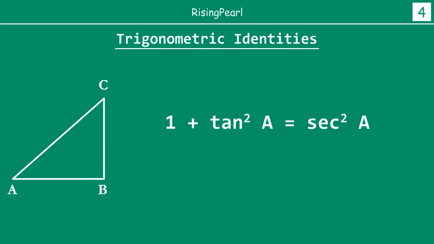In other words, friends, this is our second identity, that is for any right triangle. If you take any angle in a right triangle, 1 plus tan square A is equal to sec square A. And this will be always true for all values of A. So this is our second identity.